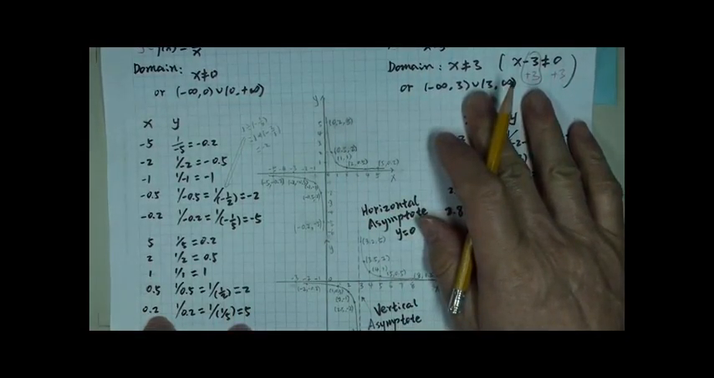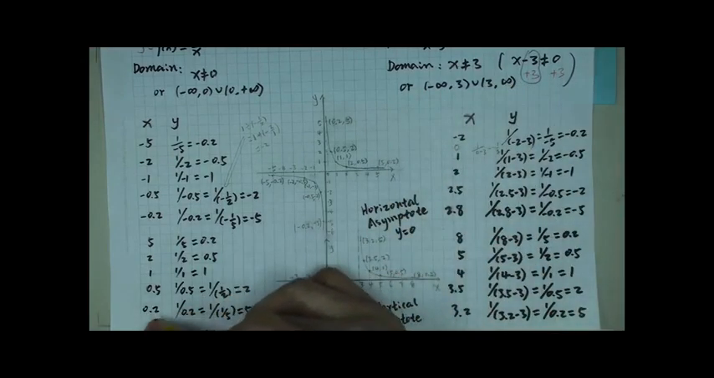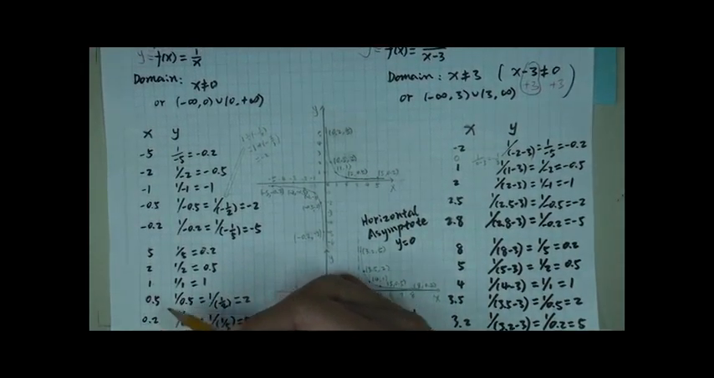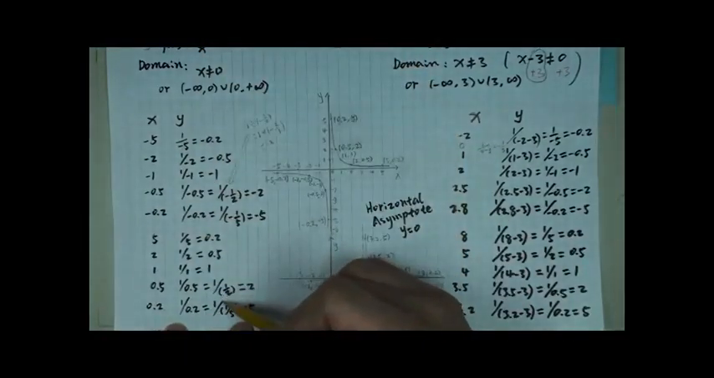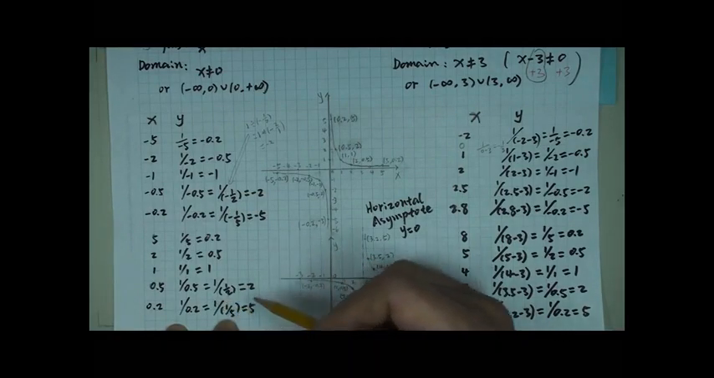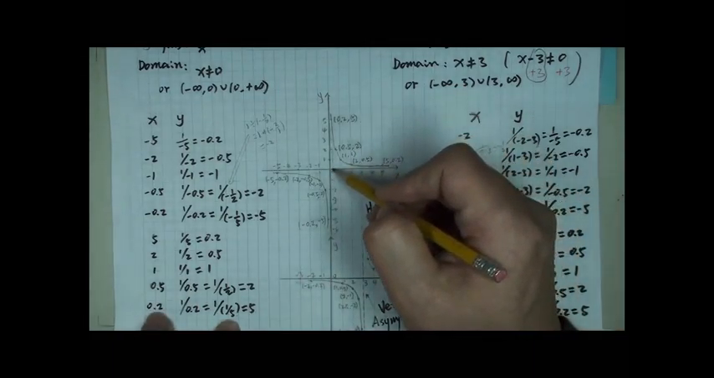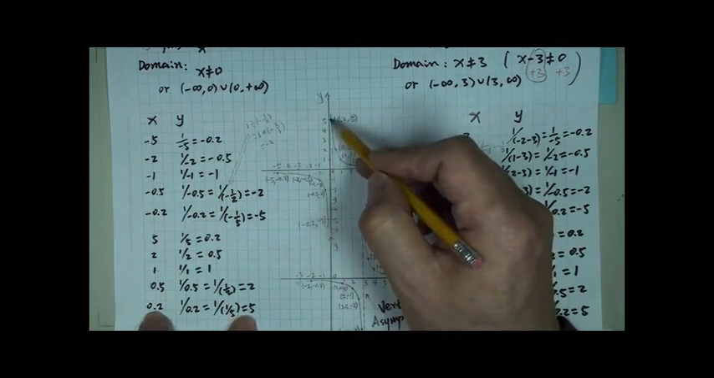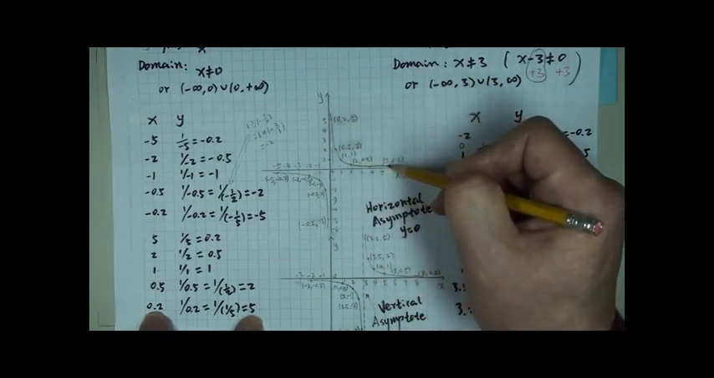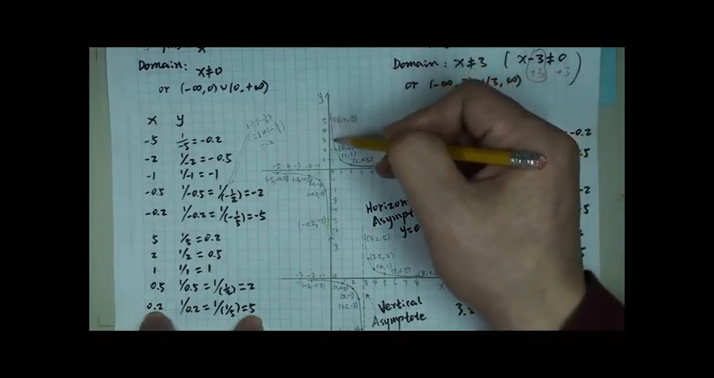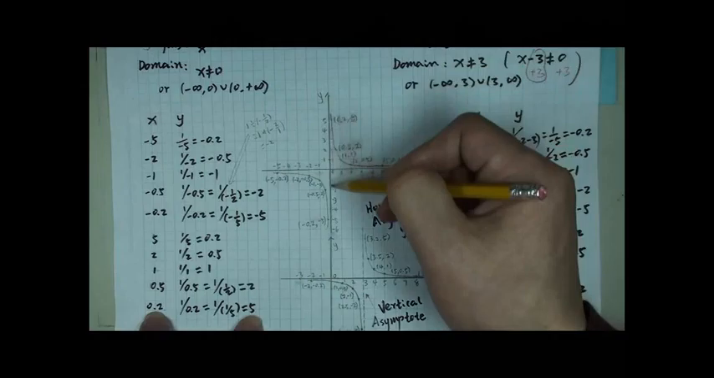Now, if x is 0.2, you plug in: 1 over 0.2 is 1 over 1/5. Flip the 5 up, you have 5. So 0.2 is quite close to 0 for x, and 5 is the y value right here. So you can connect all those 5 points. Then you will get the right-hand side of the y-axis.